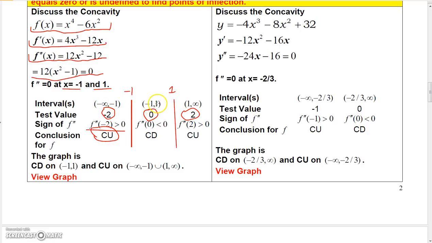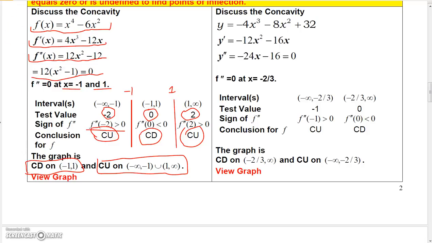Now if you test the next interval, you test it with 0. So if you put 0 into the second derivative, you actually get a negative number. So that means that the graph is concave down on -1 to 1. And then for the third interval, if you plug 2 in, you'll find that the derivative at 2 is going to be a positive number, so the graph must be concave up here. So on the outer two intervals, the graph is concave up, and on the inner interval from -1 to 1, the graph is actually concave down.